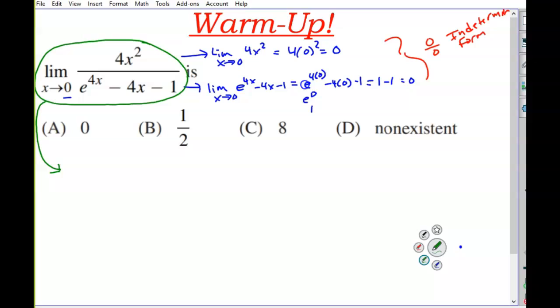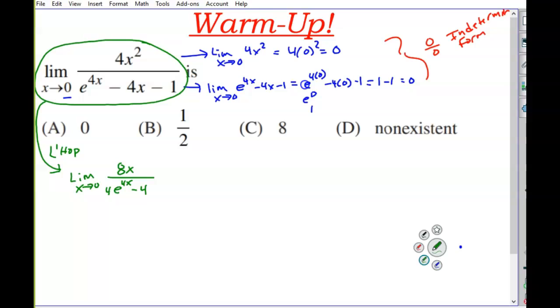So then L'Hopital's rule is take the derivative of the top and the derivative of the bottom and evaluate it at the same limit. So the derivative of the top is 8x. The derivative of the bottom involves a chain rule. It's e to the 4x, but then I would have to do the chain rule. The derivative of the top is going to bring another 4 out front. And then I've got minus 4.